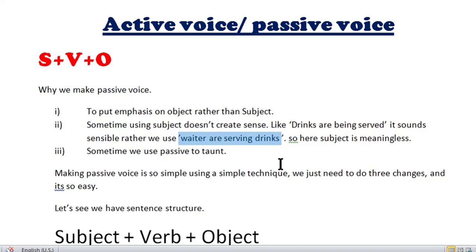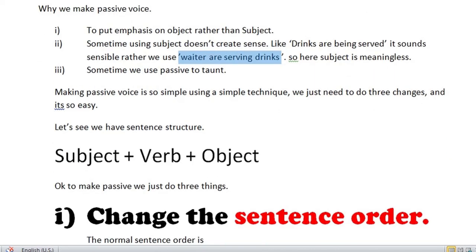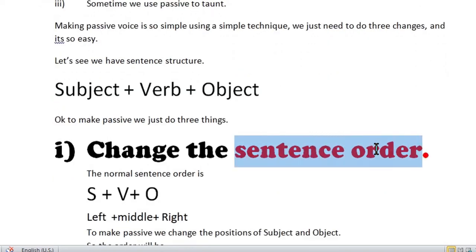So it's easy to understand the concept of passive voice in 3 steps. We just have to make 3 changes, and I'll give you a trick on how to make these changes. Let's start. The first thing: when we write a simple sentence, we can say active voice or normal sentence, the sentence order is subject plus verb plus object. This is the sequence we have to follow while writing normal sentences. We have to make 3 changes. The first change is the sentence order.